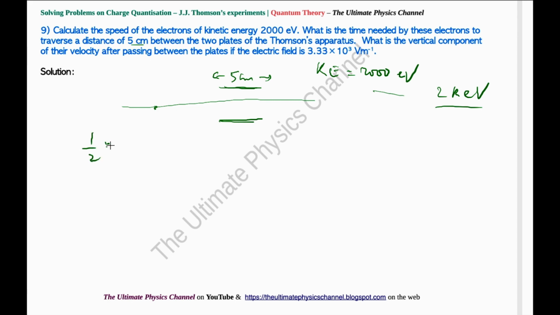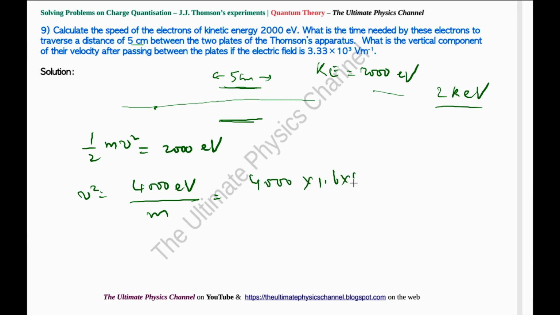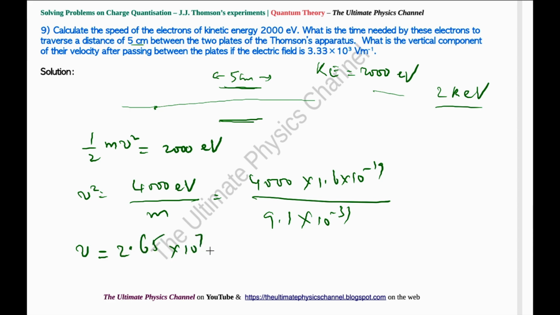So half mv squared is equal to 2000 eV. V squared is equal to 4000 eV over m, or 4000 times 1.6 times 10 power minus 19, the conversion to joules, divided by the mass. And then V, if you do this, you will get 2.65 times 10 power 7 meters per second. This is the velocity.